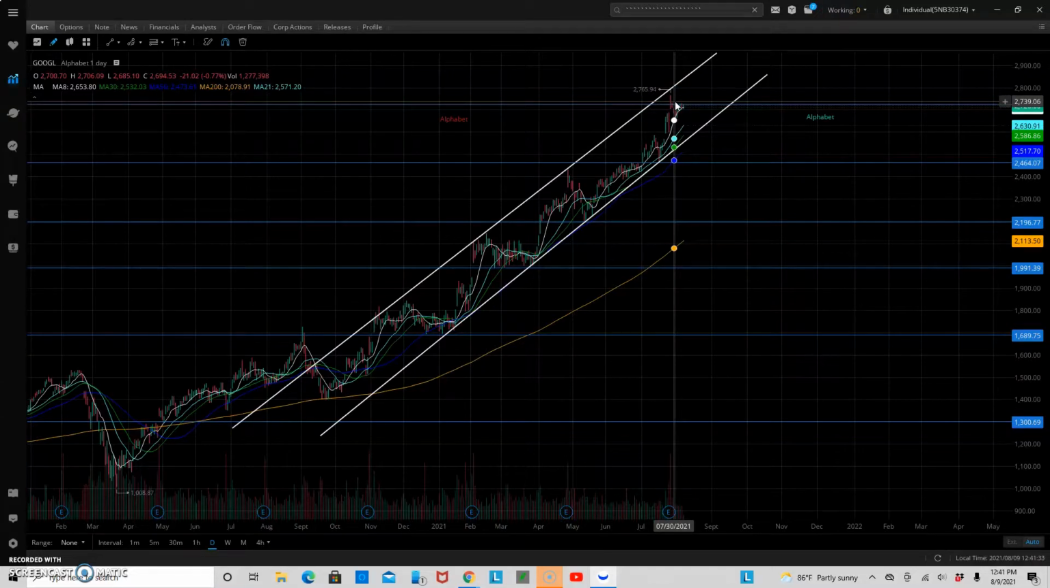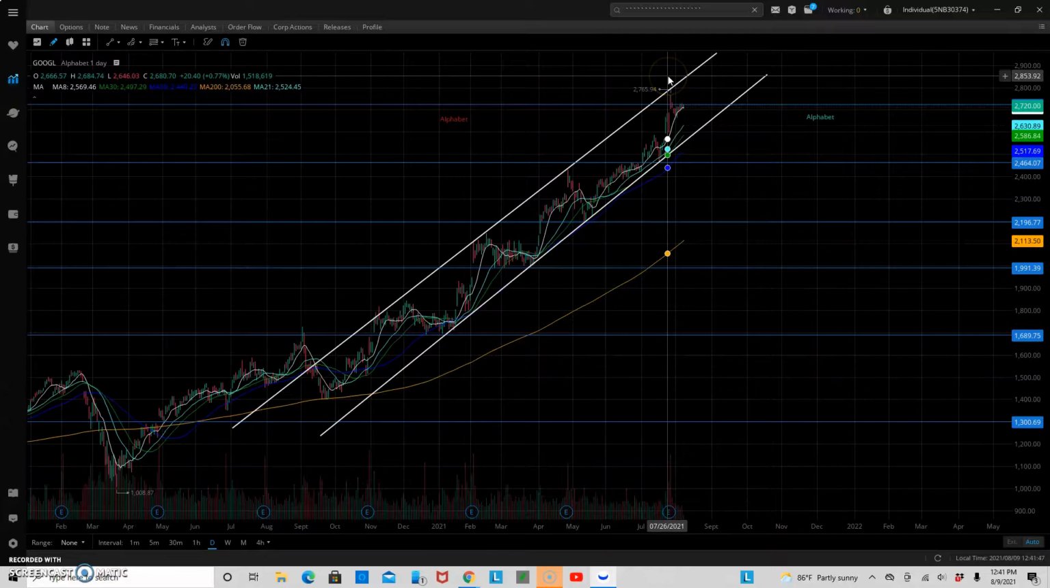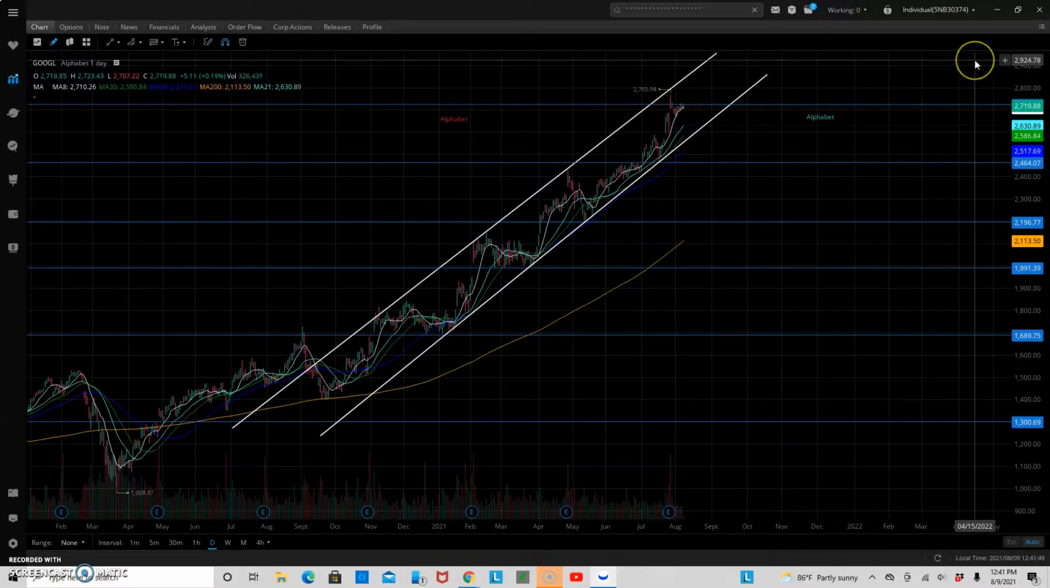Today they're trading up $5.23, which is the equivalent of about 0.19%. And I forgot to mention they're trading currently at $2,720 per share at the time of this recording. In the past week, this stock is up 0.6%, which is the equivalent of about $16.34. In the past month, it is up over 8%.